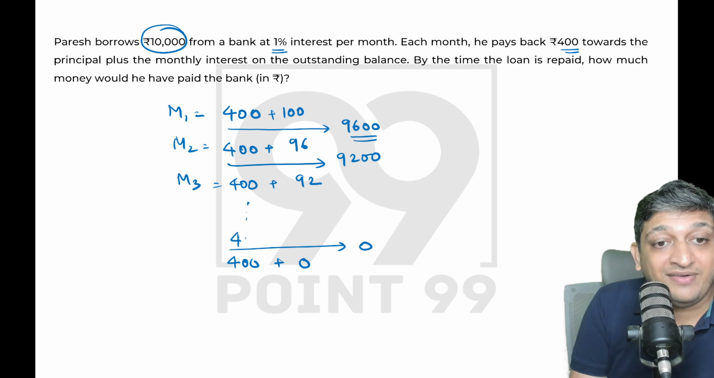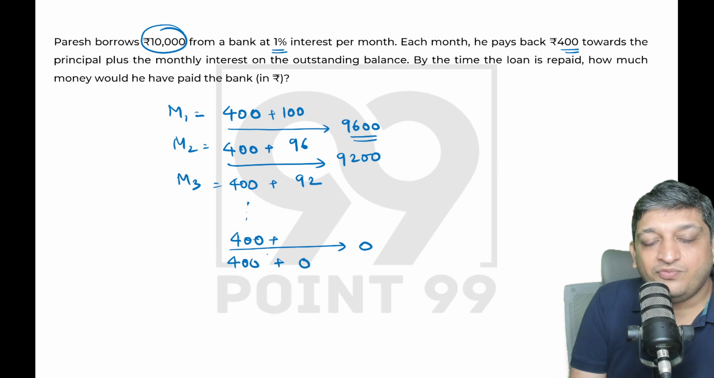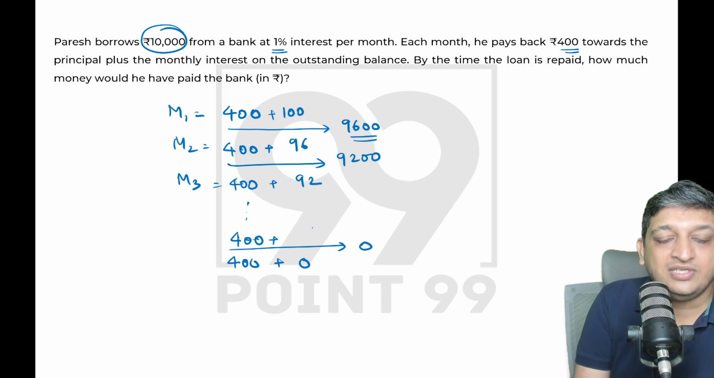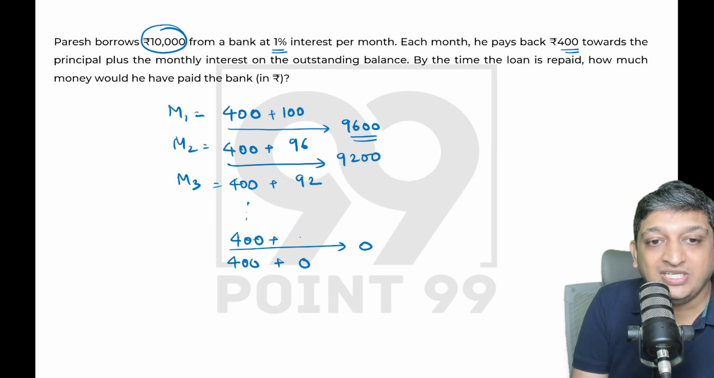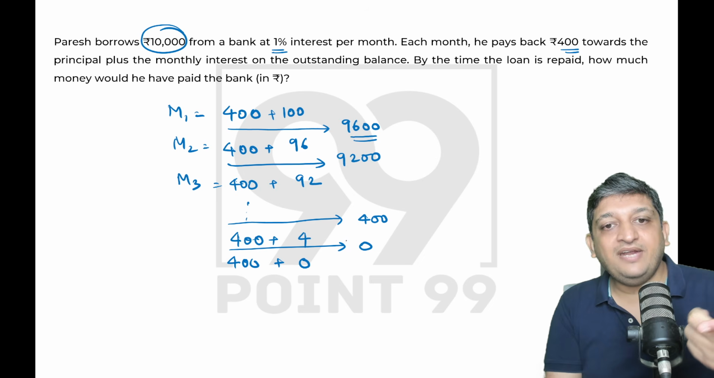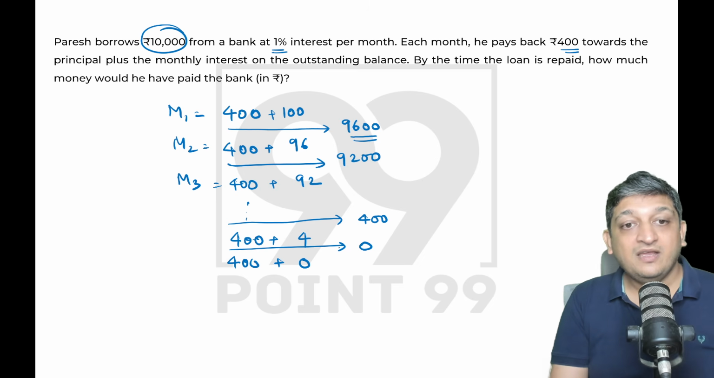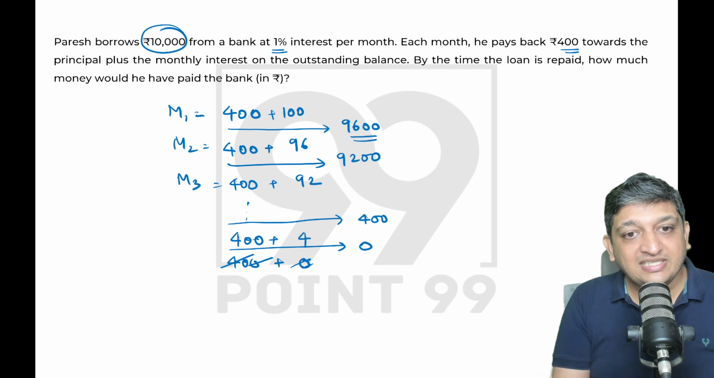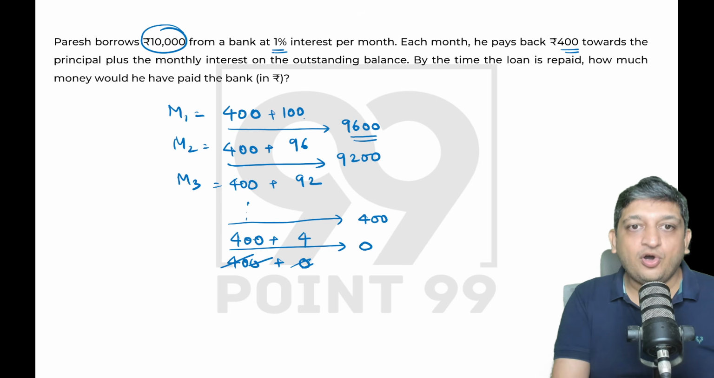So what would be the final payment that he will do? He will do 400 plus whatever he owed on that 400. That is going to be how much? It is going to be 4 rupees. Because at the beginning of this month, he would have owed 400. So he paid off those 400 rupees that he owed, and he also paid 4 rupees interest on this. So the total is going to be what? In this case, the total is going to be the addition of all of these.